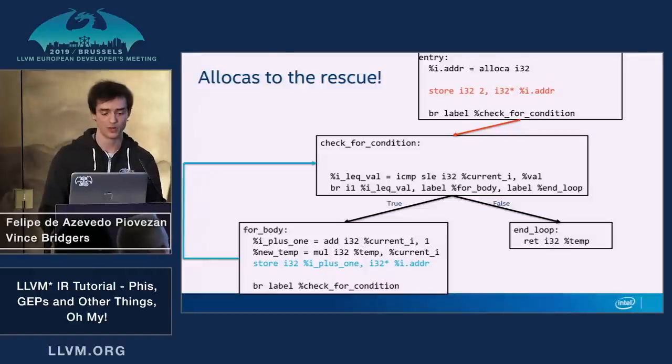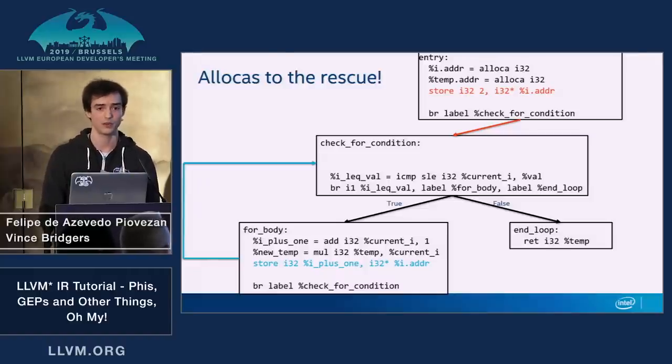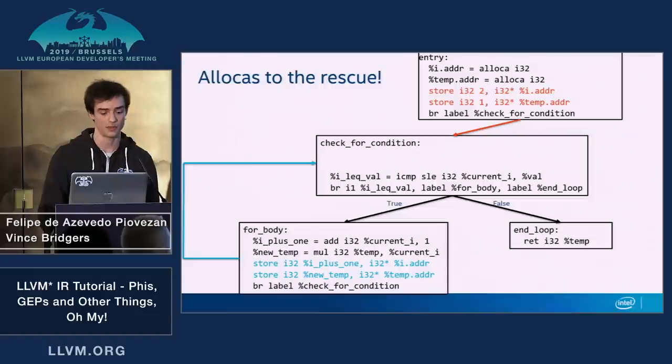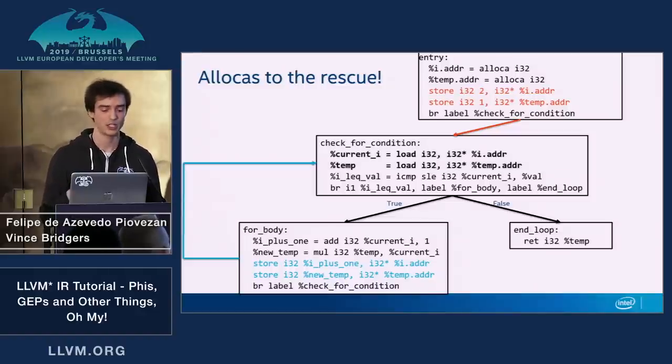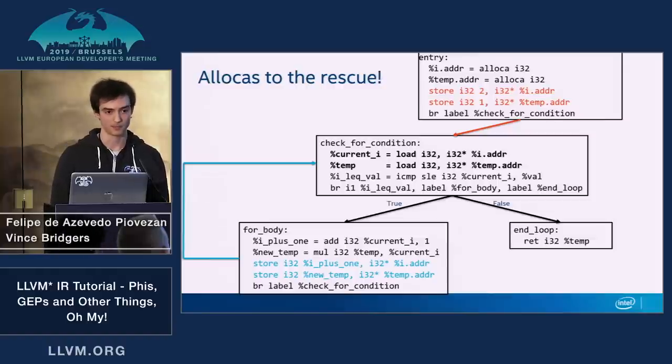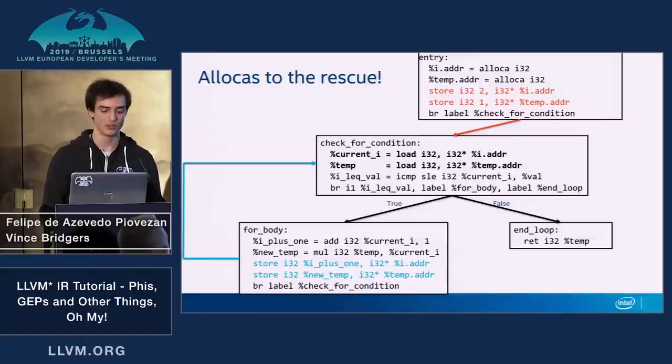Again, in the entry block, we're going to do the same thing to our temporary. So we allocate space for that. We store the initial value, and again, at the end of the for body, we're going to store the updated value of this temporary to that memory location. At this point, we're ready to go to our check for condition basic block and load the correct value from our memory locations, right? So here we are where we had a phi instruction. Now we simply have loads and stores.